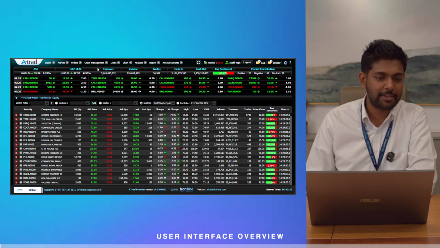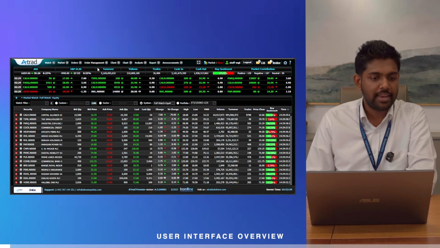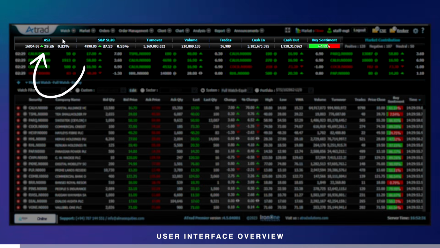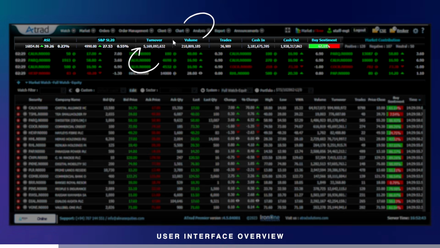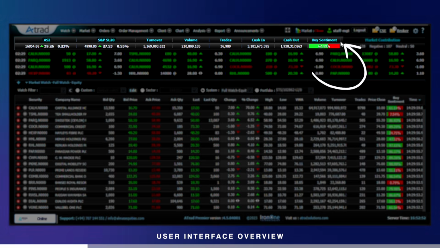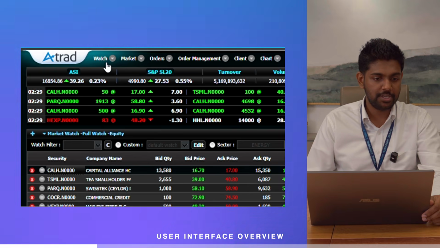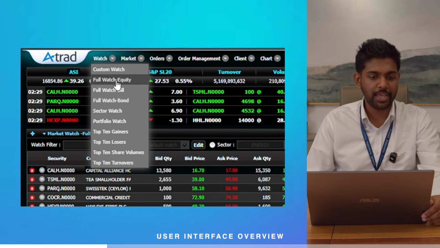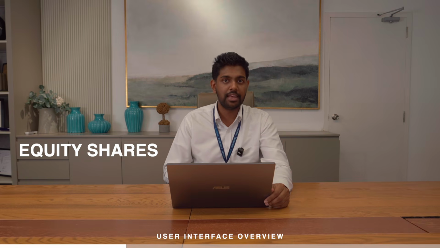So this is the user interface of the ATrad online trading platform. To begin with, we have the ASPI index and the S&P index. This is, as of today, the index value, the point change and the percentage change as well. And then the turnover: the market turnover for today, the volumes, and the number of trades. At ATrad, there is a special option to check the buy sentiment of the market. When you open your trading platform, go to the watch option and then to the full watch equity. Today I'll only be explaining the equity shares; there are other investment options available in the Colombo Stock Exchange as well.